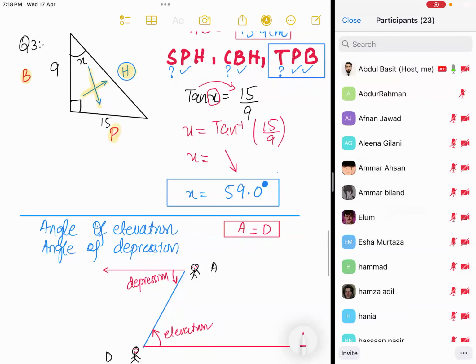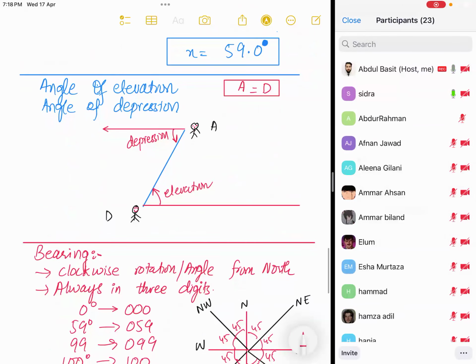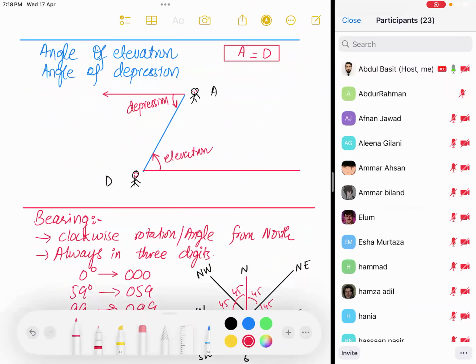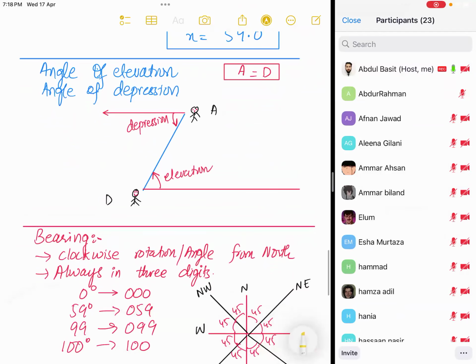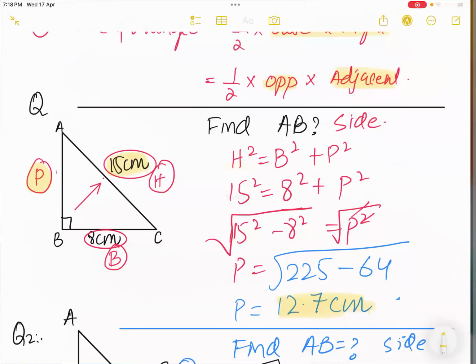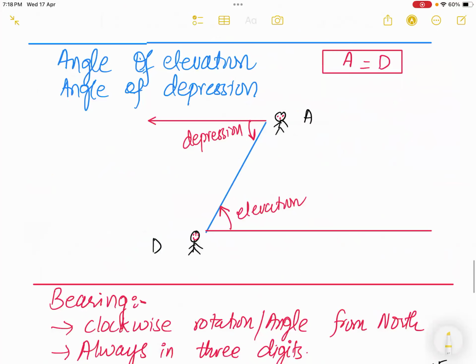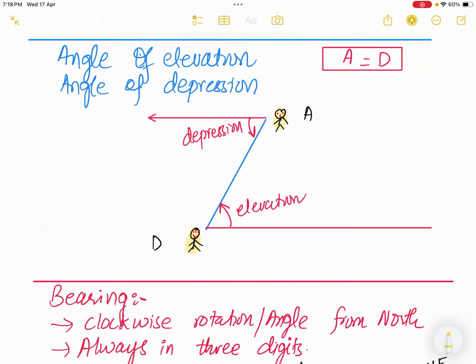Now, beta, we need to understand the concept of angle of elevation and angle of depression. Look at this, everybody. Please try to understand this thing. I'm going to zoom out for a while. You can see me standing down, and for example, that is one of my students. He is on the first floor.